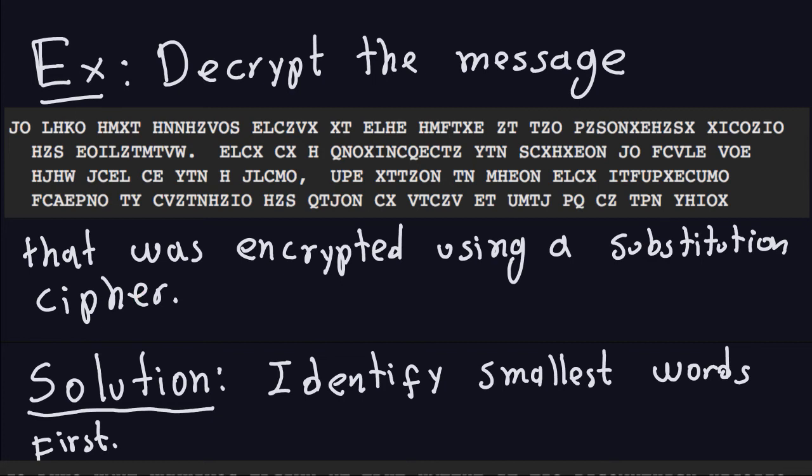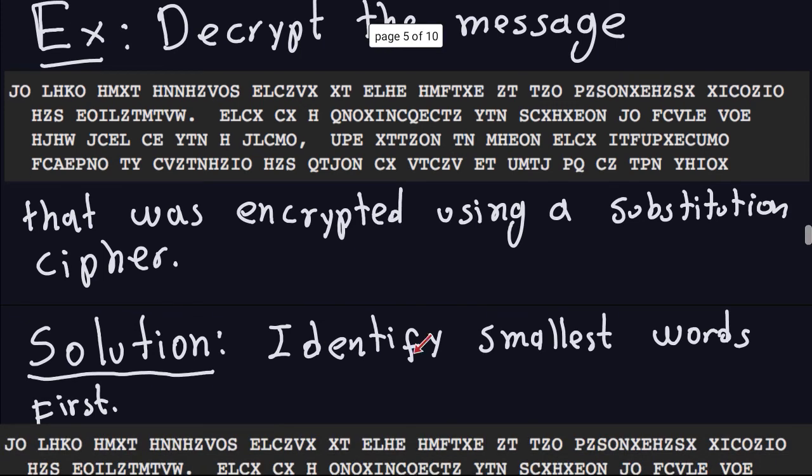As I mentioned in the previous video, the first thing we're going to do is look at the ciphertext and identify the smallest word. So that's the first thing we're going to do.